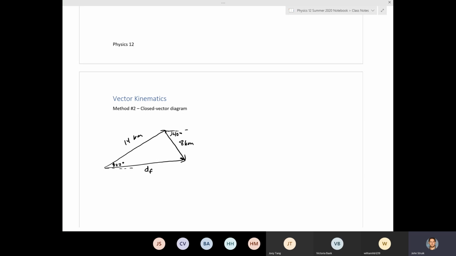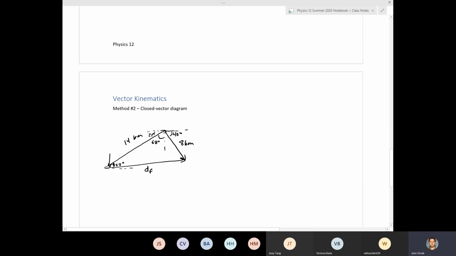So you're going to have to use a little bit of geometry here to figure out angles. This angle, I have no idea what it is. However, I know that if this is 22 degrees north of east, then this is going to be 22 degrees right here as well. And if that's true, then this angle is going to be 68 degrees.